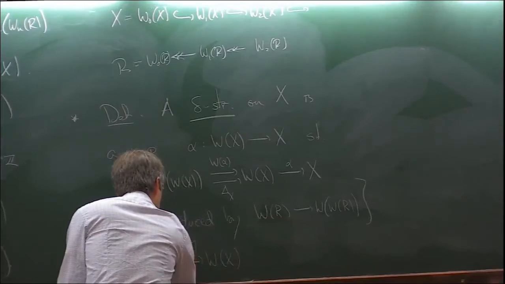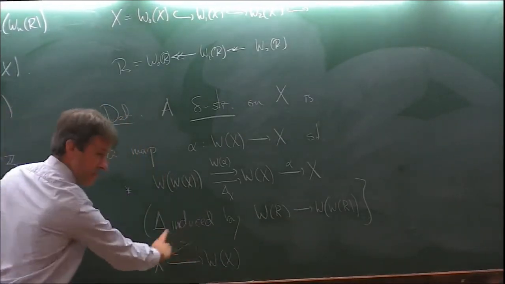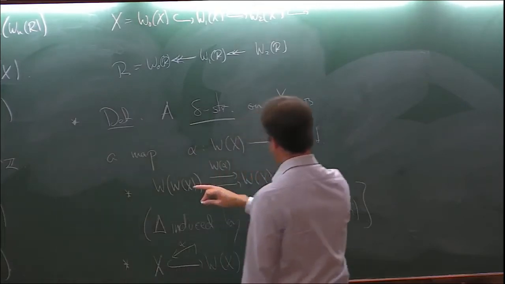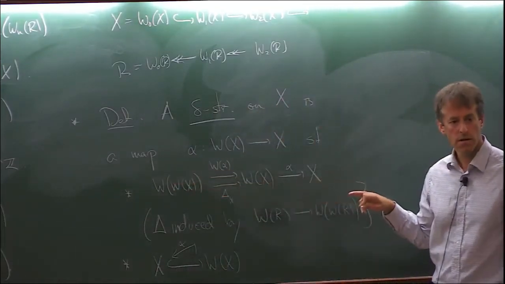So alpha is a retraction of that map. If you first include and then project back, you get the identity. Yes? Oh, sorry. Yeah, this is a commutative diagram in the sense that these two compositions are equal.